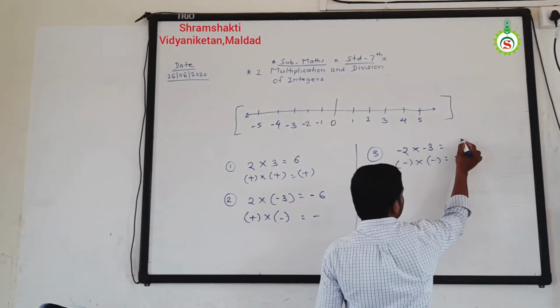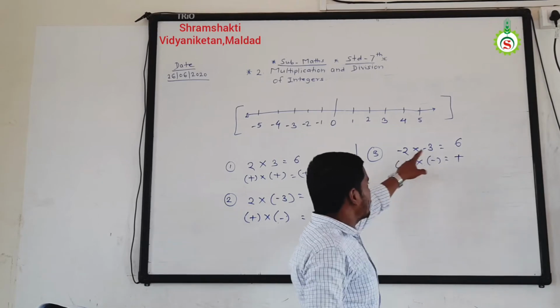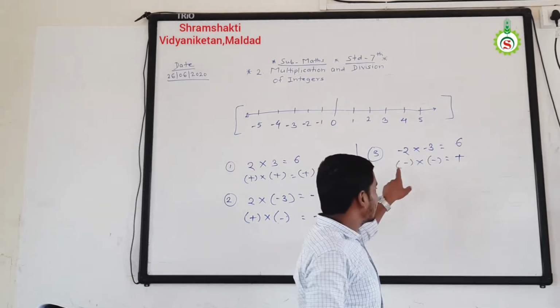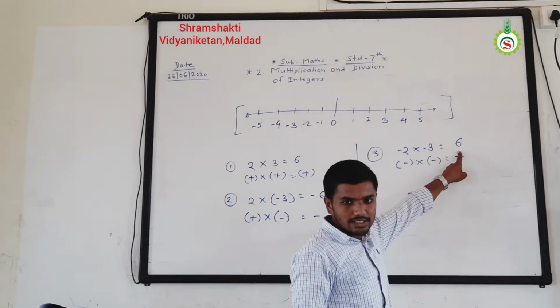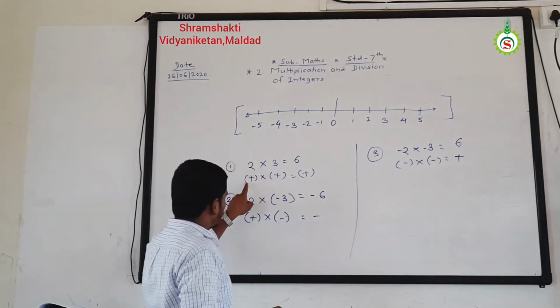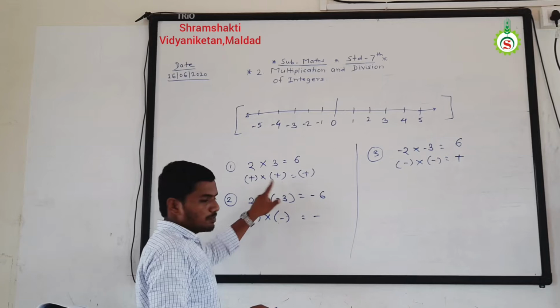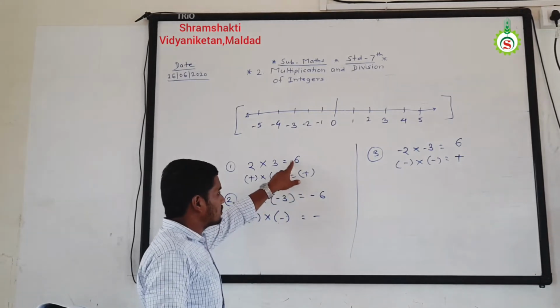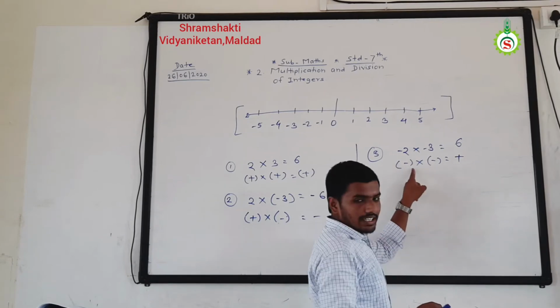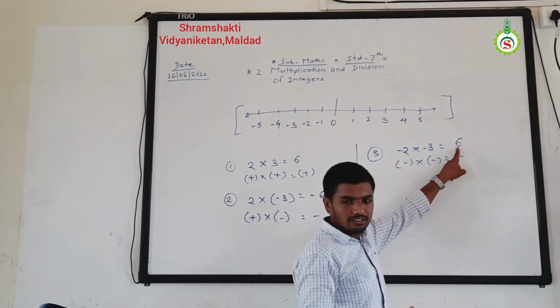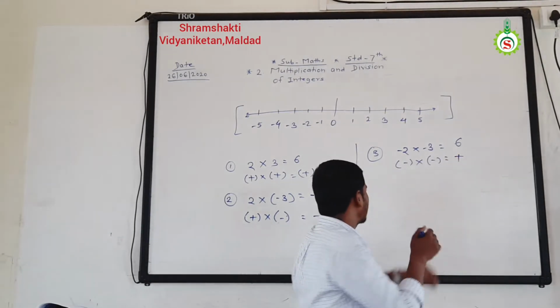Again 2 3s are 6, and both numbers have a minus sign, that means the same sign. That's why you have to give a plus sign to the answer. Like that, here both numbers are positive, meaning plus sign. That's why we have given the plus sign to the answer. Here both numbers have a minus sign, that means the same sign. That's why we have given the plus sign to the answer.